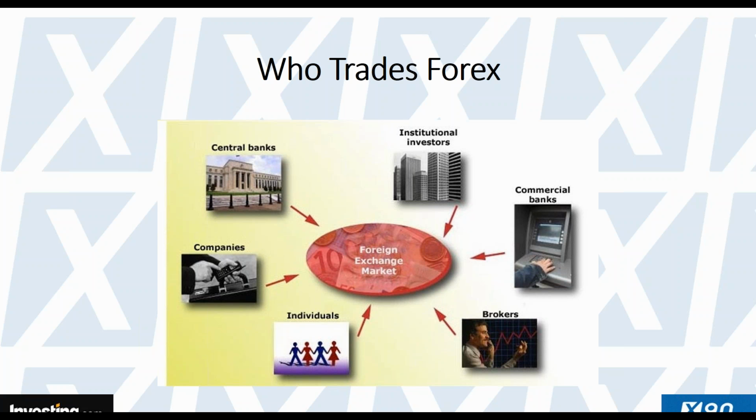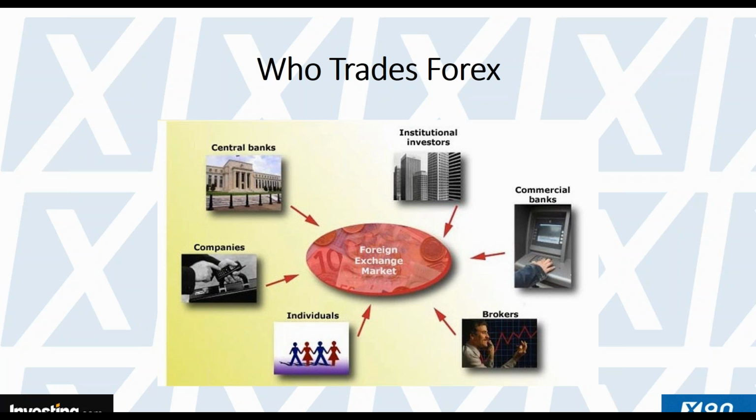Then you have institutional investors. You have commercial banks. You have big brokers who are controlling the market. You have companies. International companies are constantly buying and selling currencies, because they have to pay bills in foreign currencies at all times. So they need to keep their money liquid and they need to have that currency at the lowest rate possible.